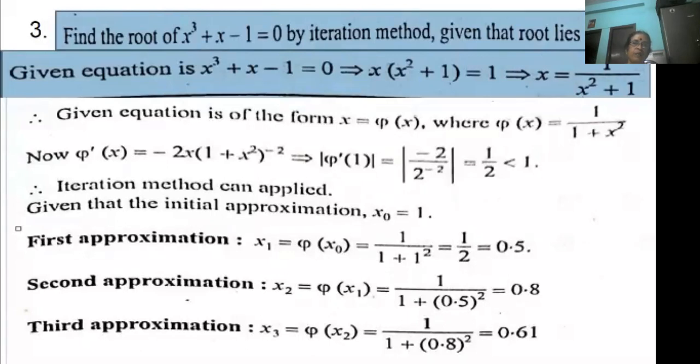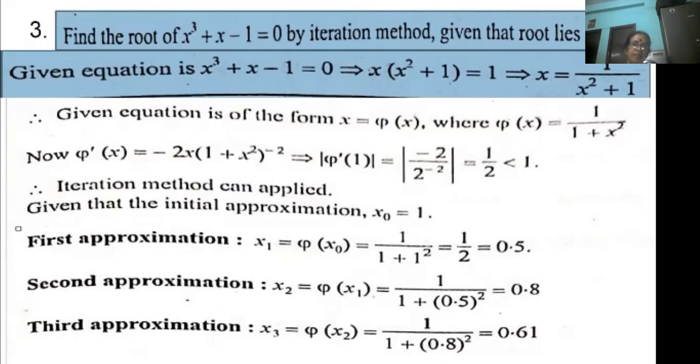Therefore, x is equal to 1 by x square plus 1. That can be treated as phi of x. Now, what is phi dash x? That is nothing but minus 2x divided by (1 plus x square) whole to the power of 2. Therefore, modulus of phi dash at 1 is equal to minus 2 into 1 divided by (1 plus 1 square), that is 2 whole square. That becomes 1 by 2 actually, which is less than 1.